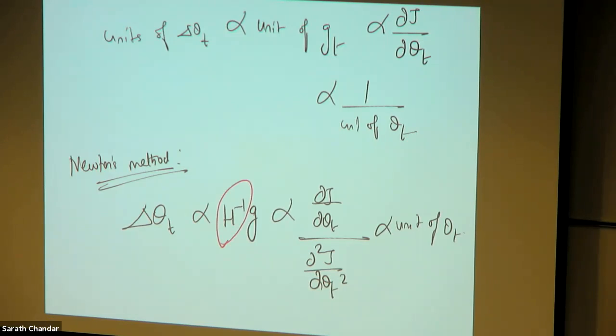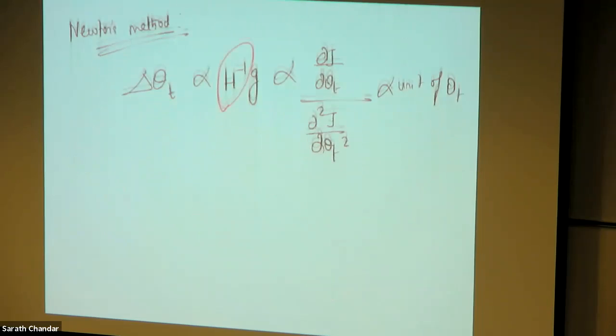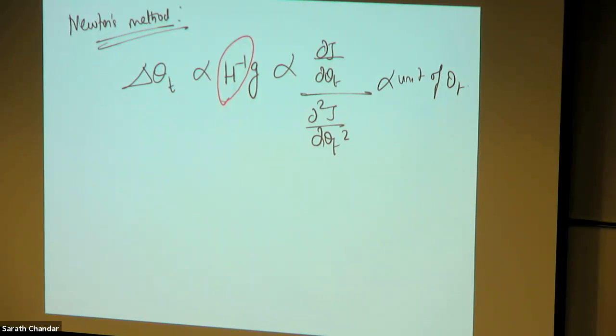Okay, so how do I come up with something which has the same unit, like Newton-Raphson? That is what Adadelta is going to do. To do that, we're going to take this equation and do a little bit of rearrangement. So now del theta t is equal to dou J by dou theta t divided by dou square J by dou theta t square. I'm just going to do a little bit of rearrangement here, move things around.